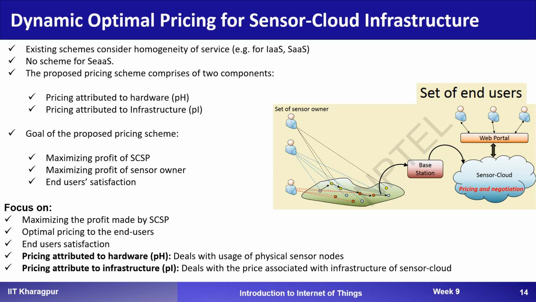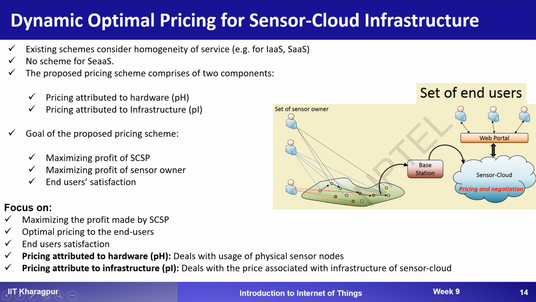So basically, this scheme comprises two components. The first one is pricing attribute to hardware and pricing attribute to infrastructure. The goal of the proposed pricing scheme is to maximize the profit of your service provider, to maximize the profit of your sensor owner, and to maximize the end user satisfaction. So the pricing policy should be like that: your end user should be satisfied, and the profits of your service provider and sensor owner should be maximum.